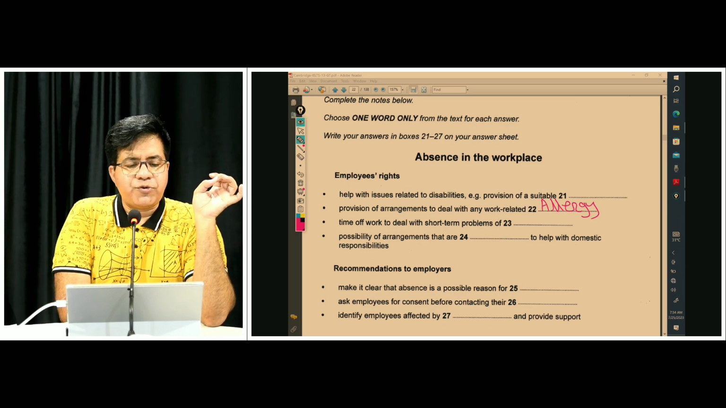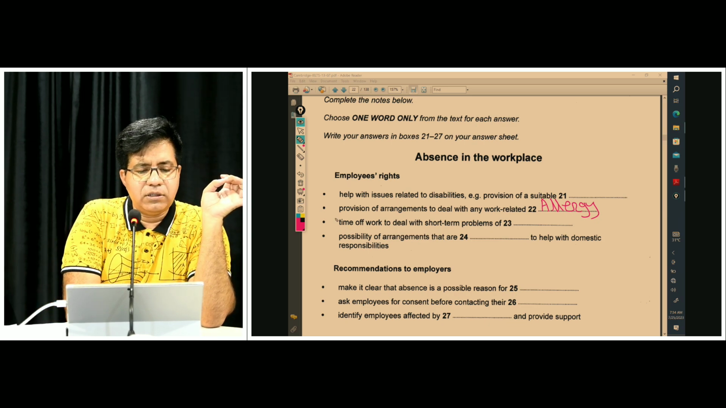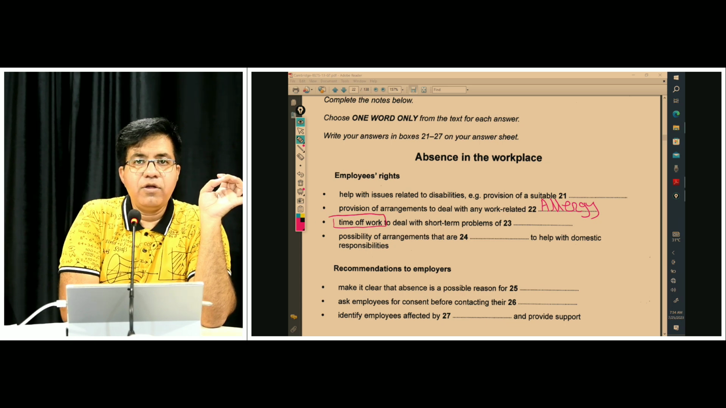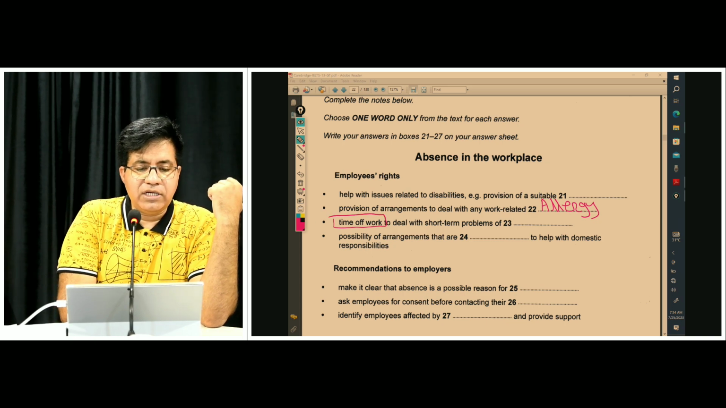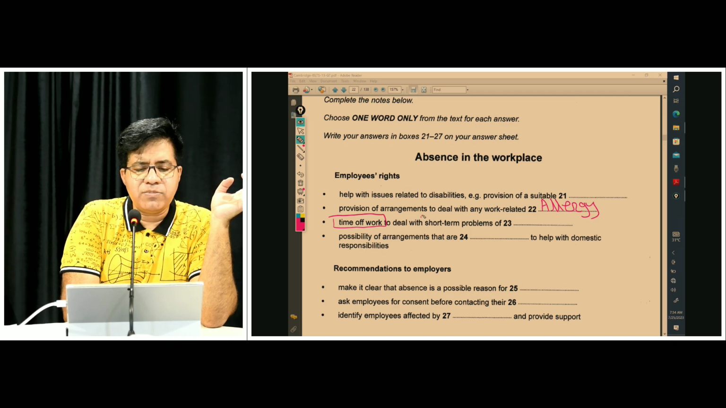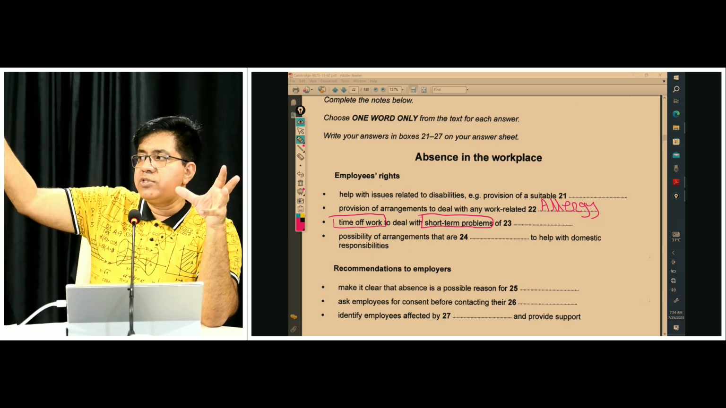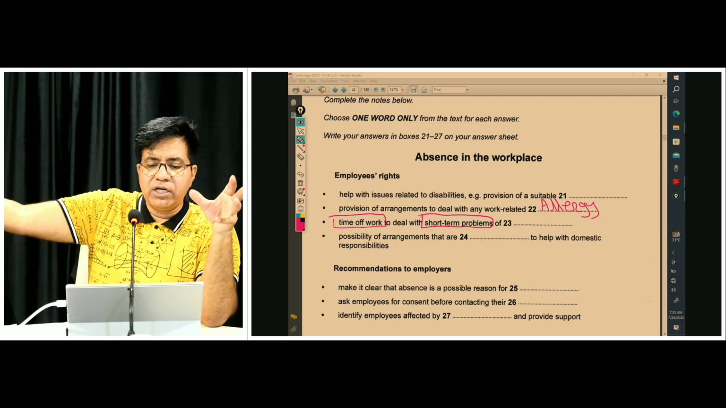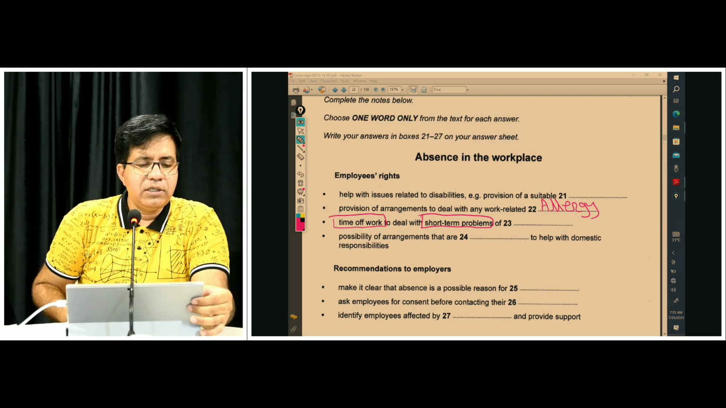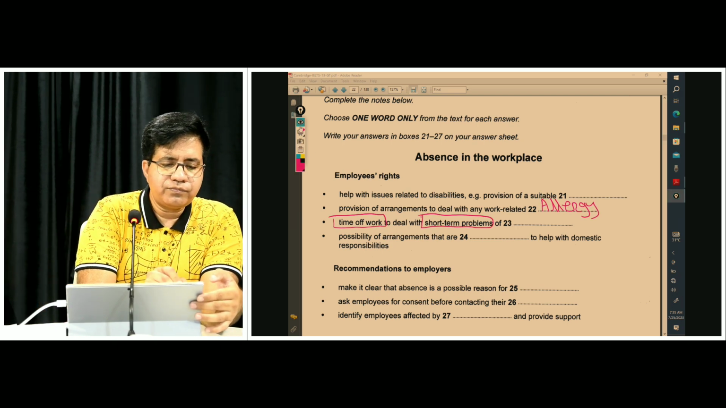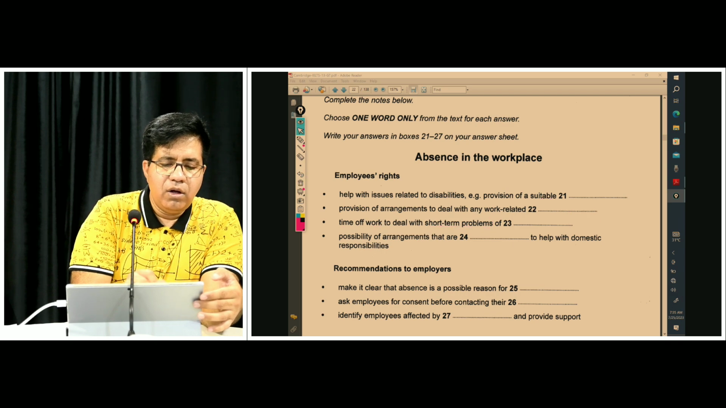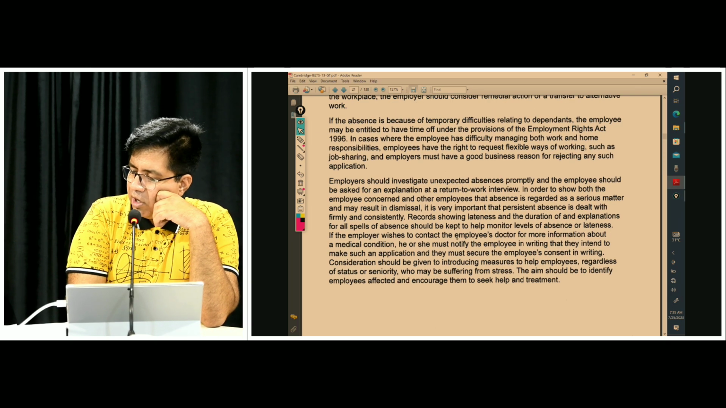Okay, question number 23. Time off work. What is off work? Yeah, when you're not working. Time off work to deal with short-term problems of. Underline short-term problems of. Off means related to what? Problems related to what? Short-term problems of what? Let's go back. Okay, related to short-term problems of.